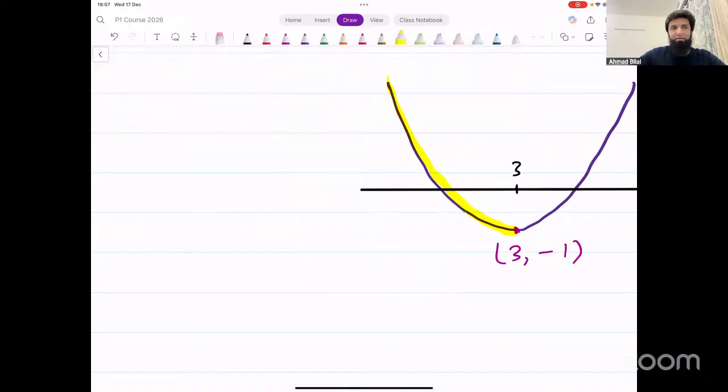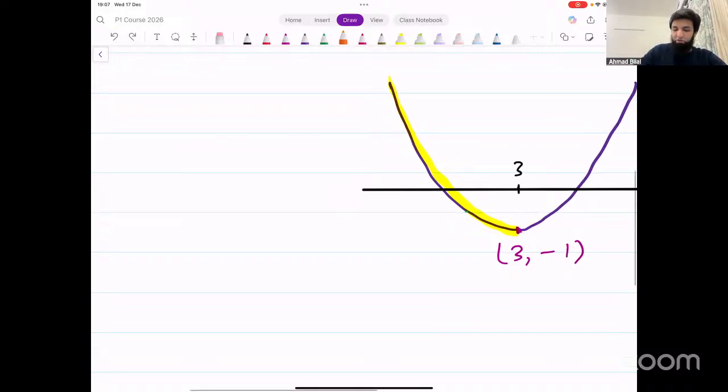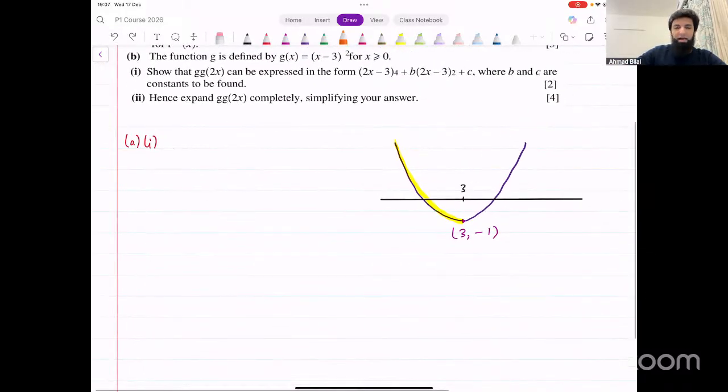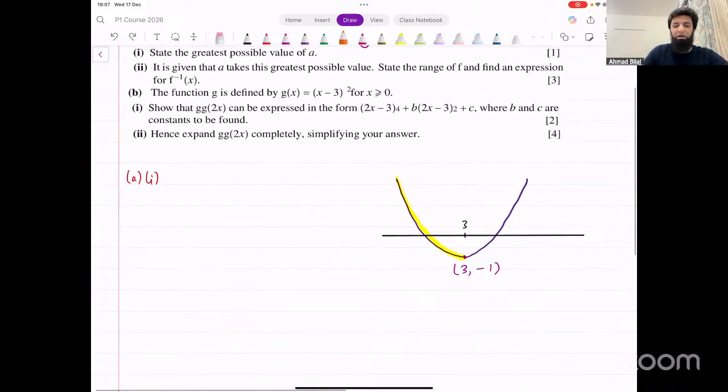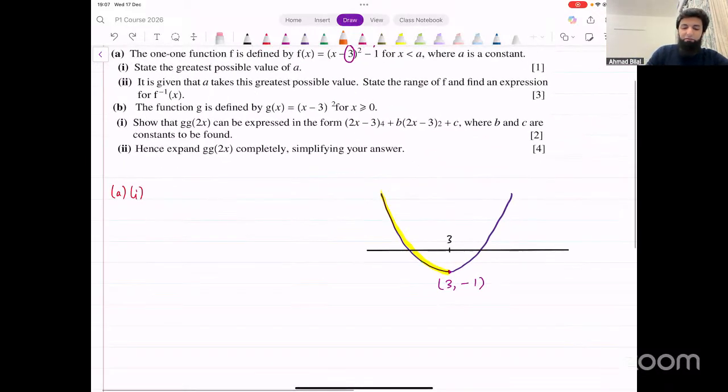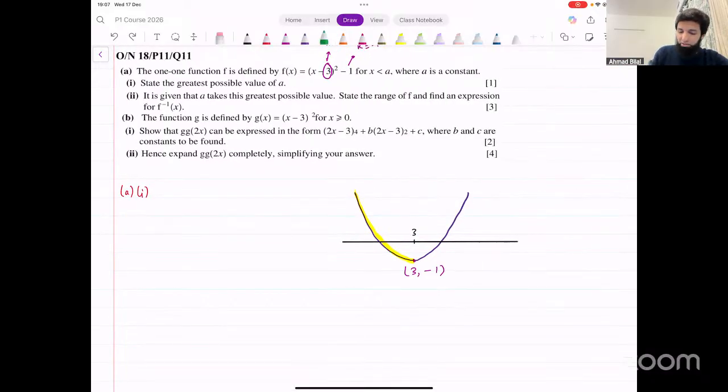Until this point, this is still a one-to-one function. However, if you go even a little further than this, it will not remain one-to-one because it will fail the horizontal line test here. So you can only go as far as the turning point. So what could be the largest possible value of A for this to remain a one-to-one function? This value, which is 3, so the greatest possible value of A is going to be equal to 3.